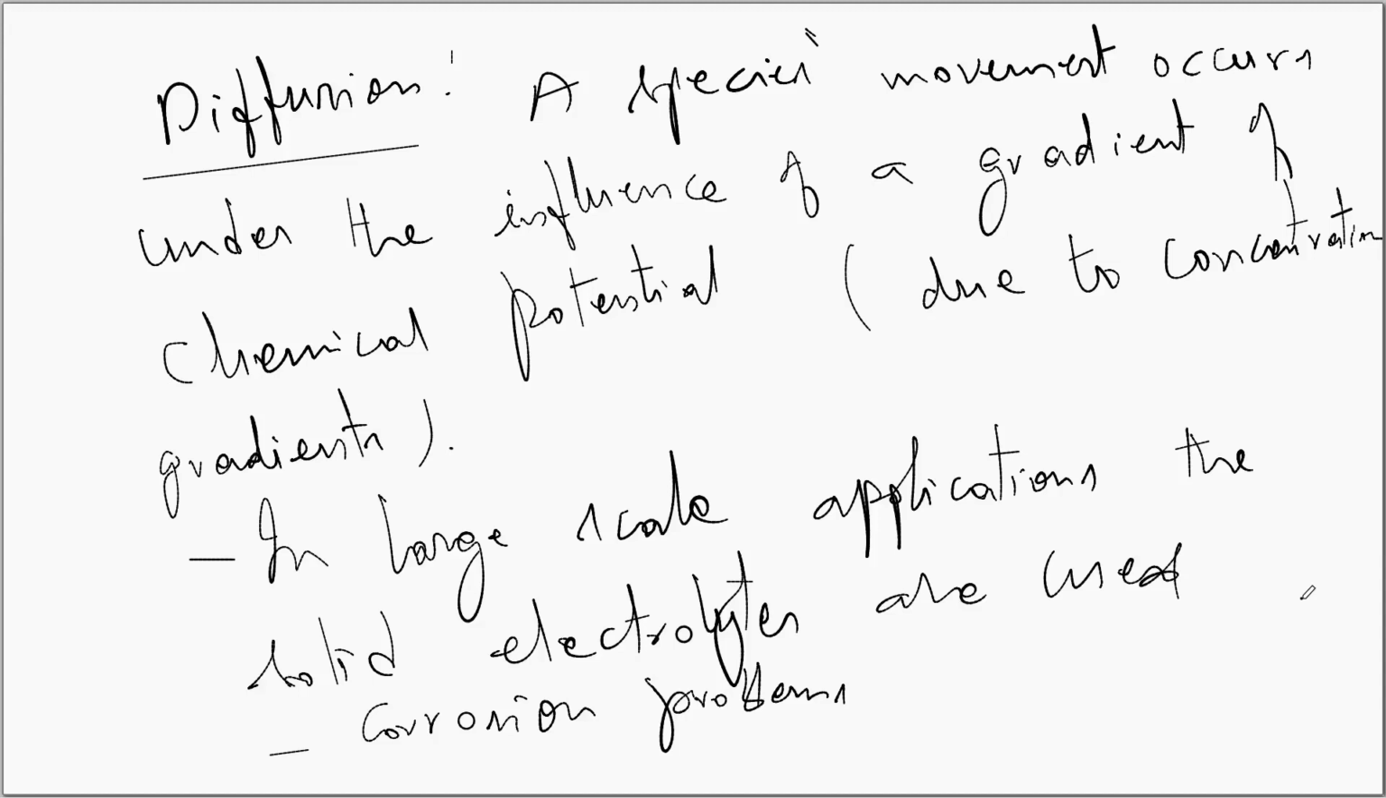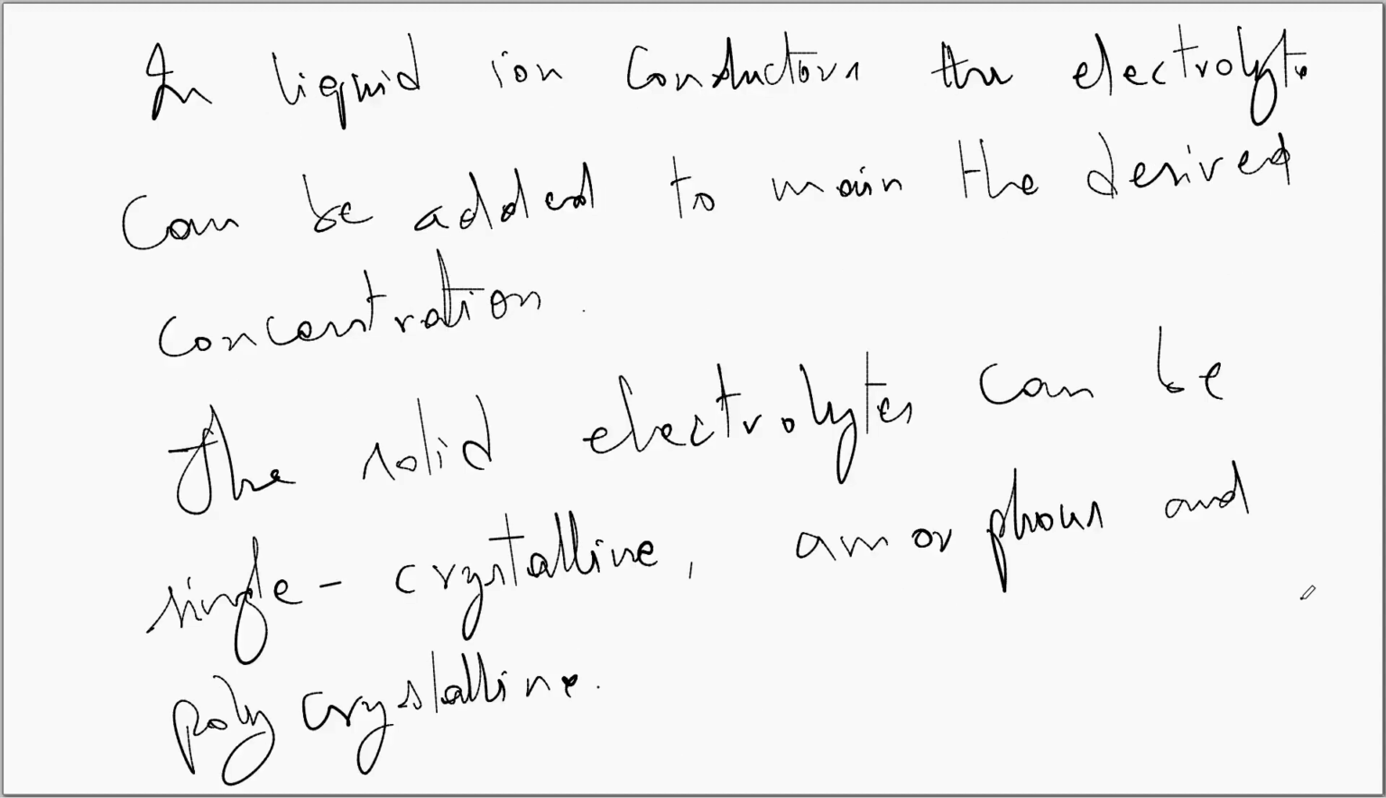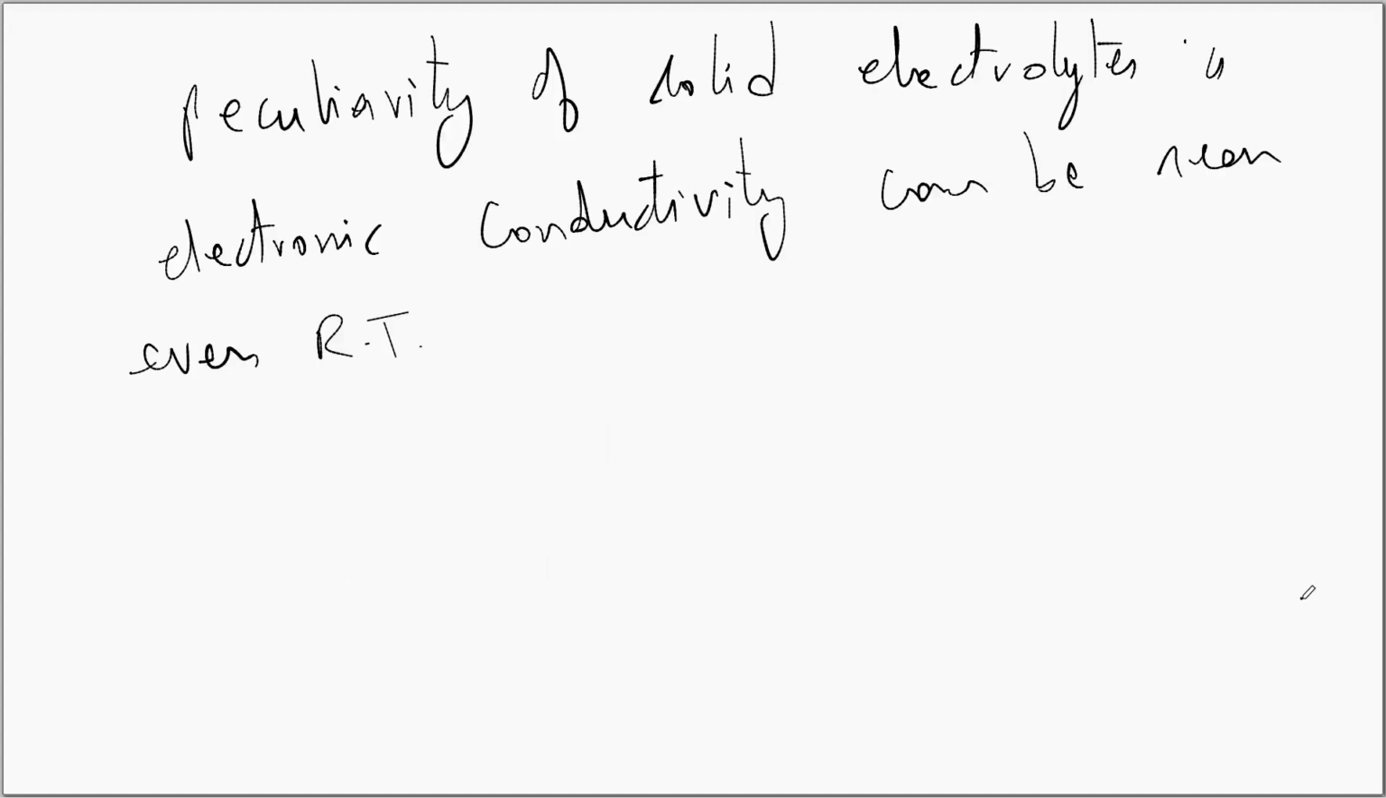We said that in large scale applications, the solid electrolytes are used, and they reduce corrosion problems in energy storage devices. There are certain advantages of a liquid electrolyte: in liquid ion conductors, the electrolyte can be added to maintain the desired concentration. The solid electrolytes can be single crystalline, amorphous, and polycrystalline. We saw one peculiarity of the solid electrolytes: even at room temperature they have electronic conductivity, while the electronic conductivity in liquid electrolytes is negligibly small at room temperature.